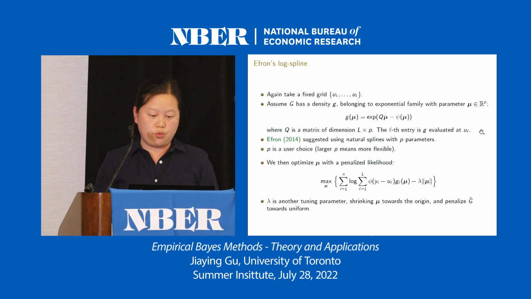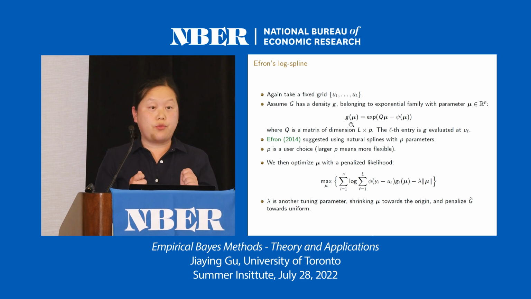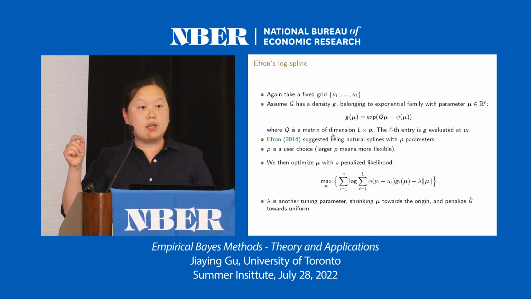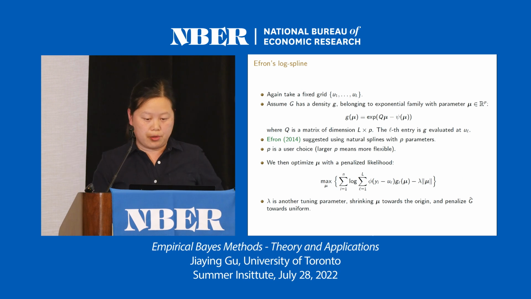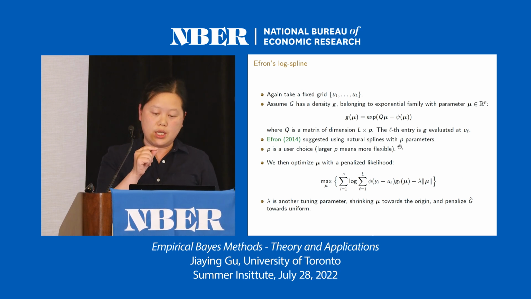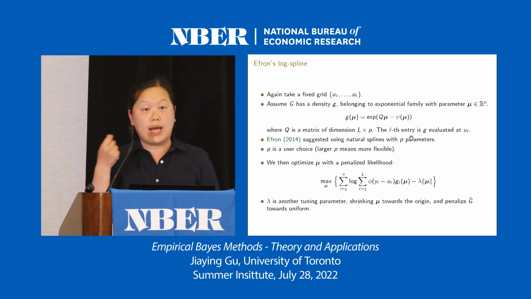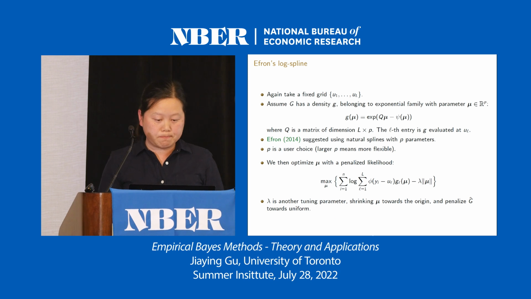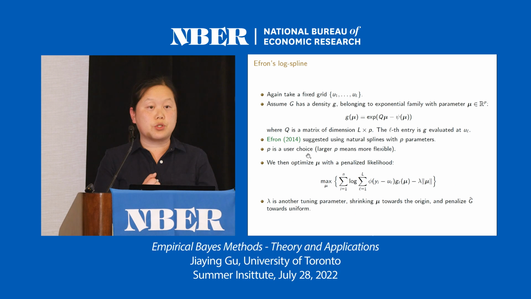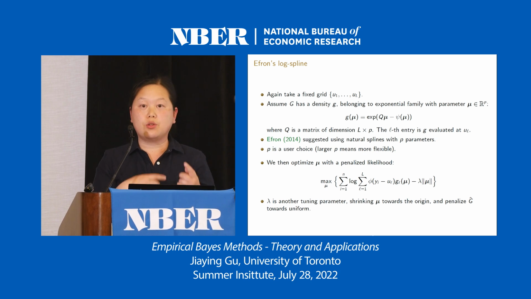So, then we can rewrite the log of the density g in this parameterized form, where the matrix Q is of dimension L, which is the size of the grid, multiplied by p, which is the number of parameters that characterize this exponential family distribution. The l-th entry of g is going to be nothing but the density g evaluated at the l-th grid point. Efron suggested using natural splines to configure the matrix Q. Okay, and so here there are a couple of user choices that need to be made in using Efron's approach. The first is how many mu do we have? How do we parameterize this? So the dimension of mu is a user choice.